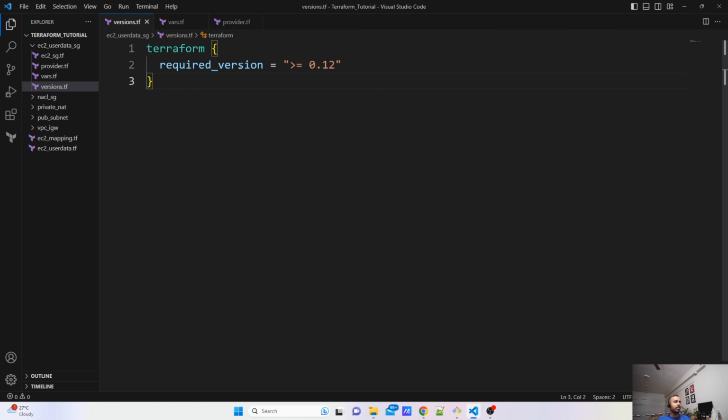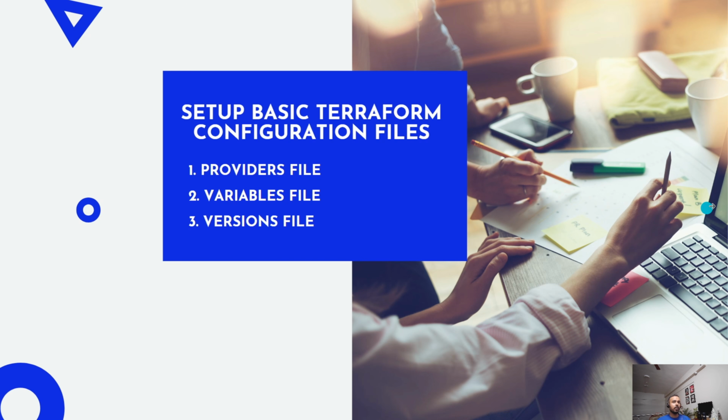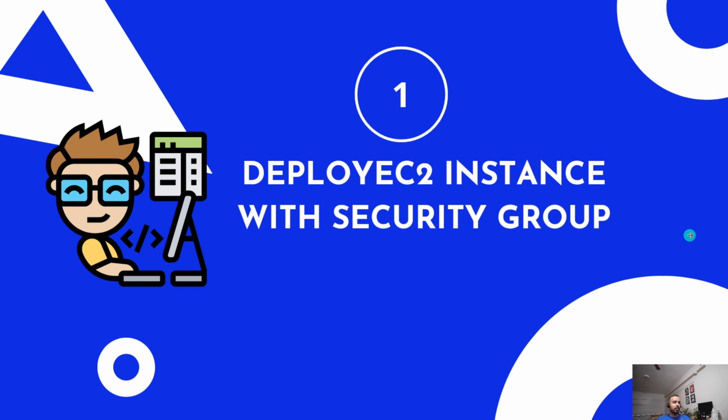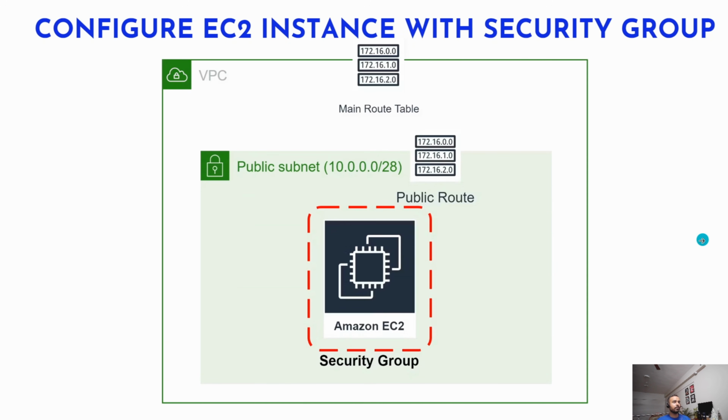So in the version file, I have given the required version as greater than or equal to 0.12. Now let's go ahead and deploy an EC2 instance with a security group. To deploy that, we will first have to understand the diagrammatic representation for the same.